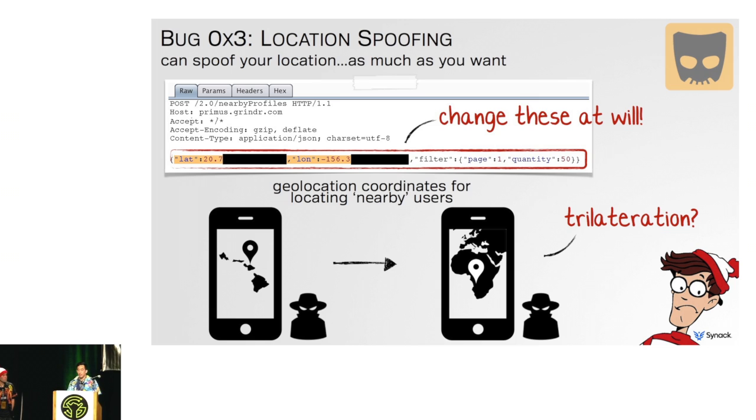So GRINDR has since implemented authentication. However, signing up for an account takes just seconds, and there's no email confirmation. And so bypassing this really is completely trivial.